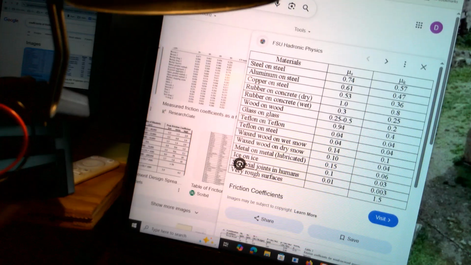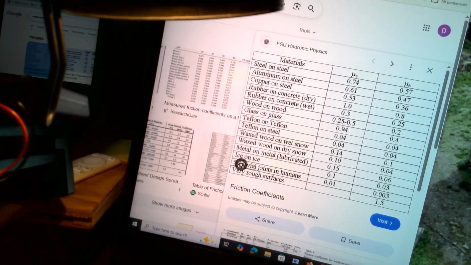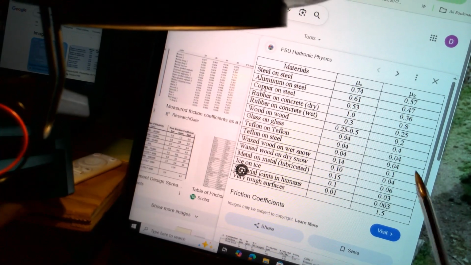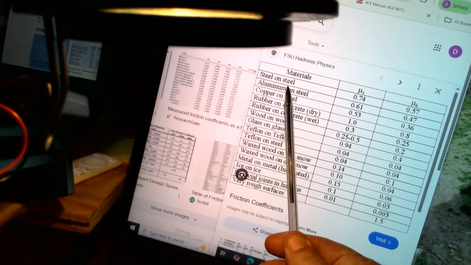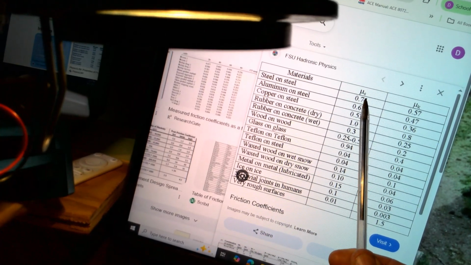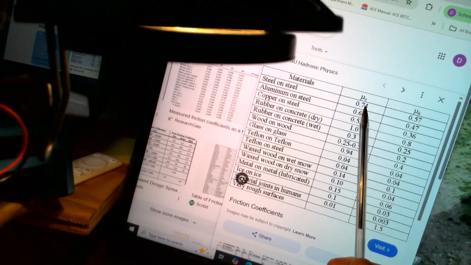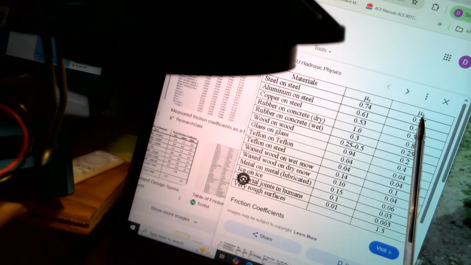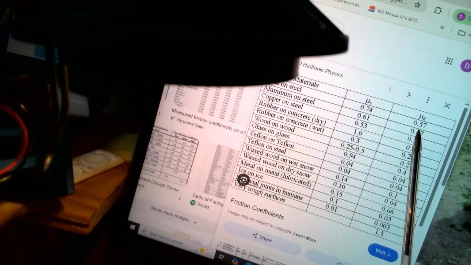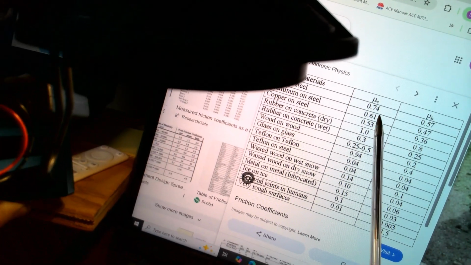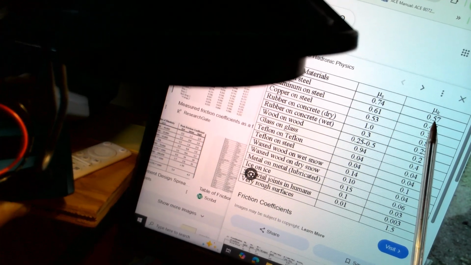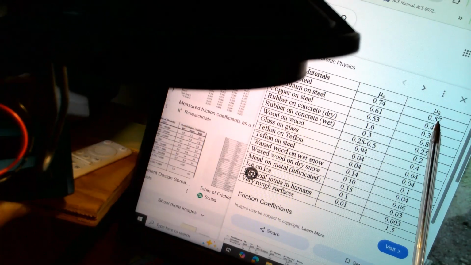Okay, so if I flip this over here, you might be able to look at that screen. You can see a whole bunch of materials here. This just comes from a Google search. There's the steel on steel. Mu-S stands for mu static, which is the coefficient of friction when the objects aren't moving. Mu dynamic, or mu-K, kinetic, moving, 0.57. You'll notice it's less than the static because there's a certain amount of inertia, but once it's moving, it's actually easier to keep the object moving. You'll have less frictional force once it's moving.